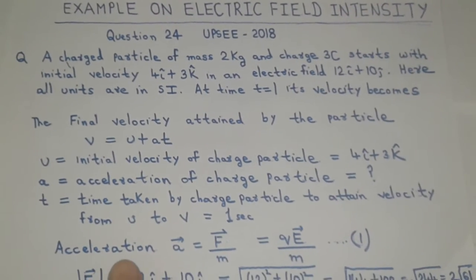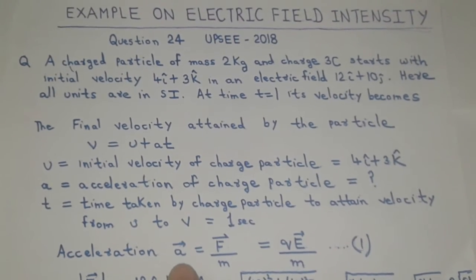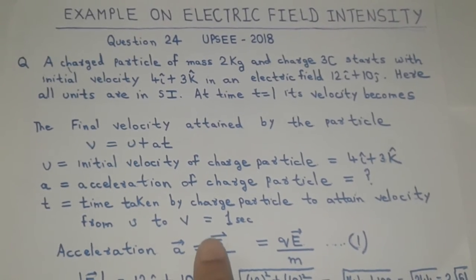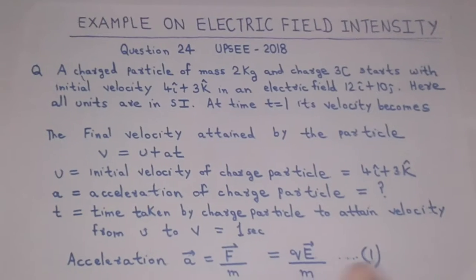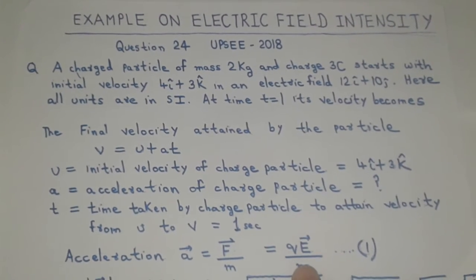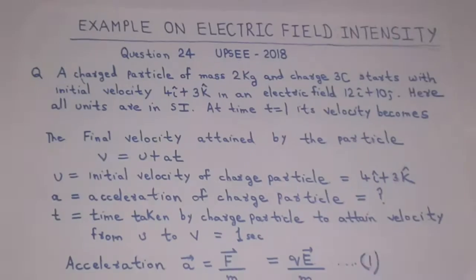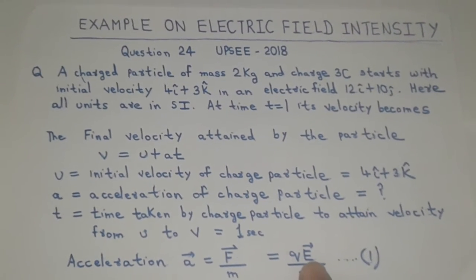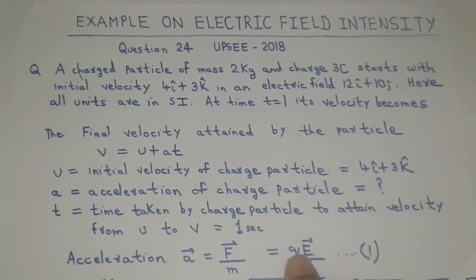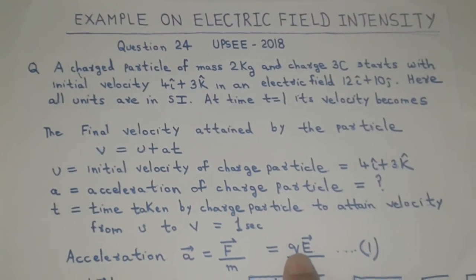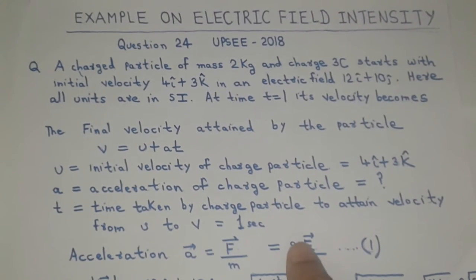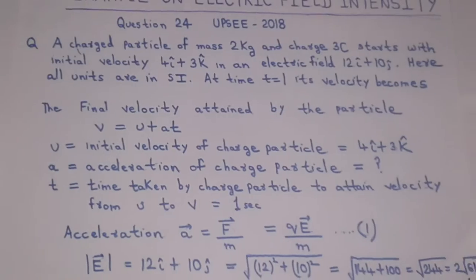So to determine the acceleration of the charged particle, we use Newton's second law of motion: acceleration is equal to force upon mass. So electrostatic force can be written as Q into E upon mass m. Since electric field intensity is the electrostatic force on a unit coulomb charge, if we multiply this with total charge Q, we get the total force acting on the charge of magnitude Q coulombs.